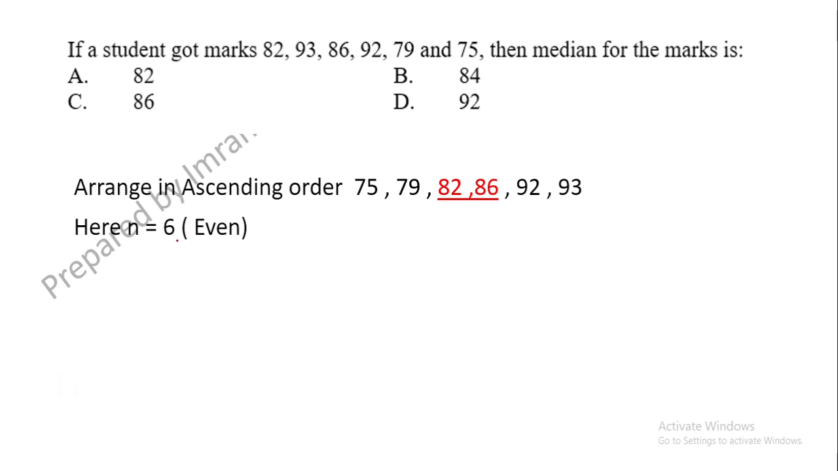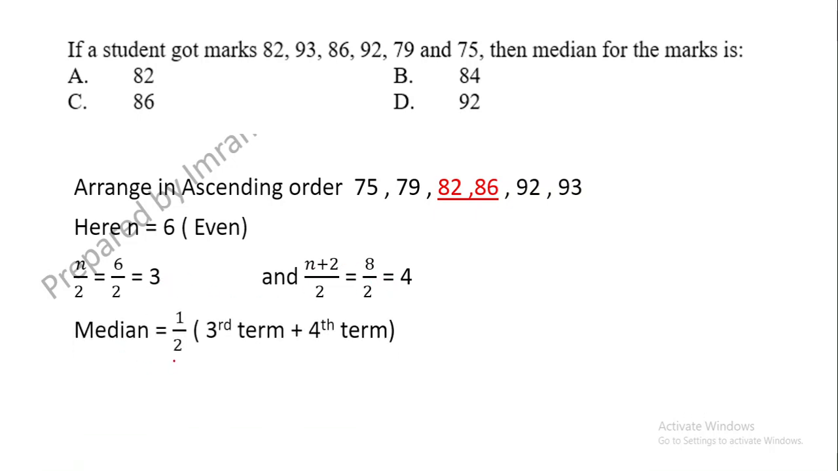Now he says that here n is equal to 6, that is even. Now n over 2, 6 over 2, means third, and n plus 2 over 2, here 6 plus 2, 8 over 2, means 4. So it means the third and fourth terms together. So the formula is half of third plus fourth term. Just add them together and divide by 2, so you will get the answer. Where is 84? Here is 84.